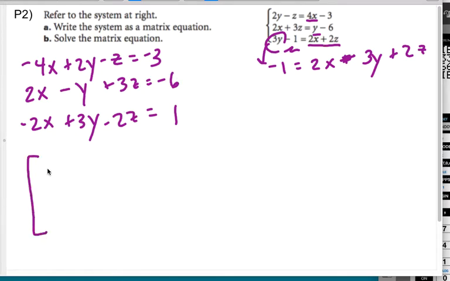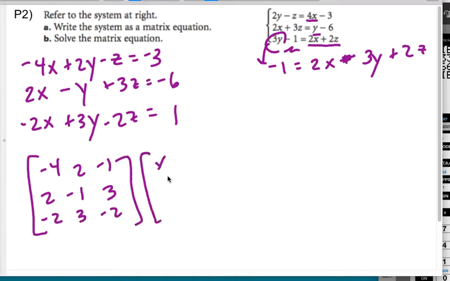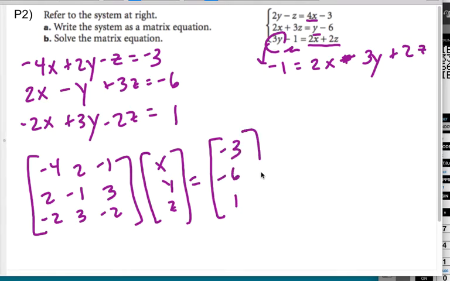I make my system of equations, right? Negative 4, 2, negative 1, 2, negative 1, 3, negative 2, 3, negative 2. My variables are x, y, and z in that order. You don't have to put them in that order, but whatever order they're in up here, they need to be in the same order down here. Negative 3, negative 6, and 1, right?